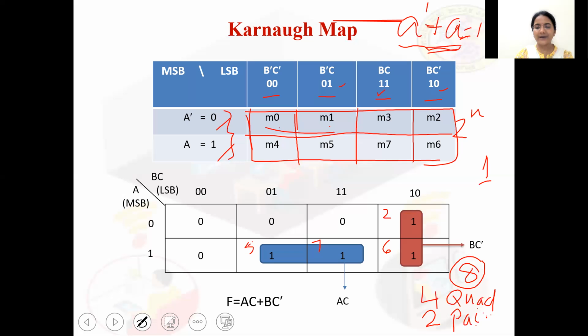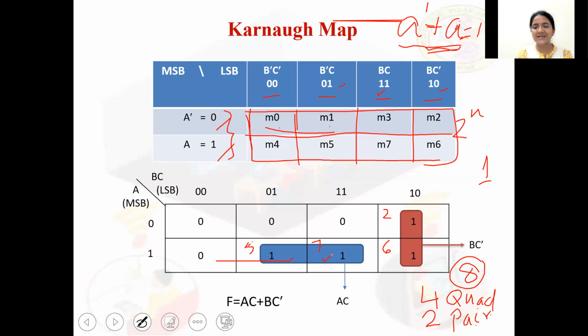Next we have to go for pair. Here 2 and 6 are adjacent to each other and 5 and 7 are adjacent to each other. So we can group this 2 and 6. We can group these 2 and 6 minterms.